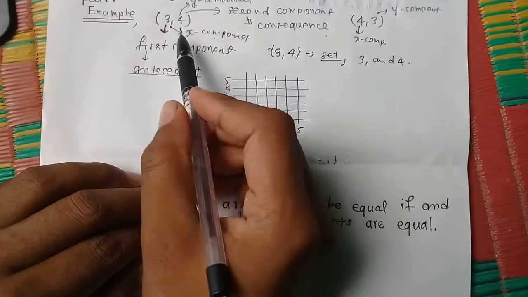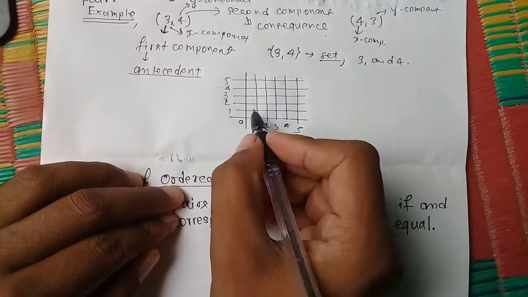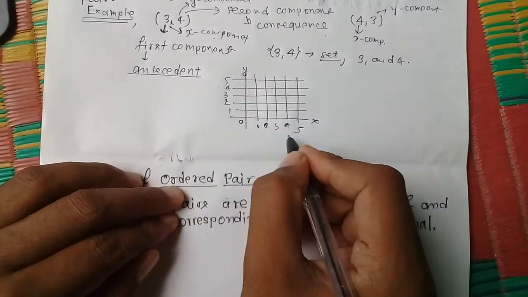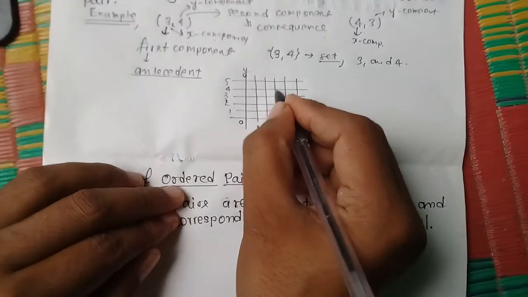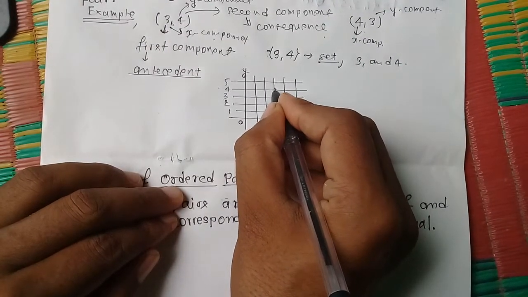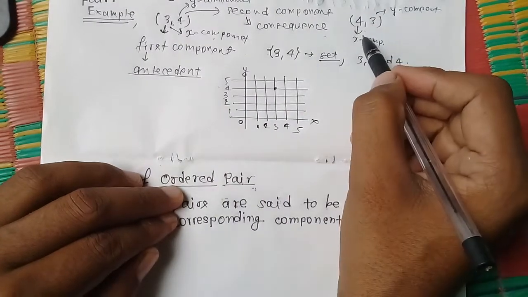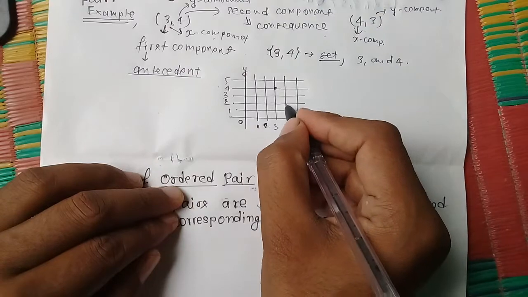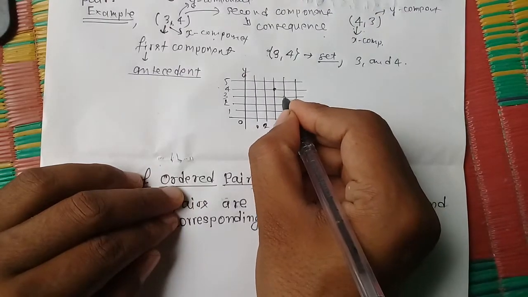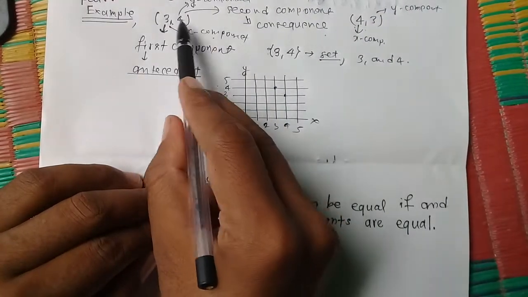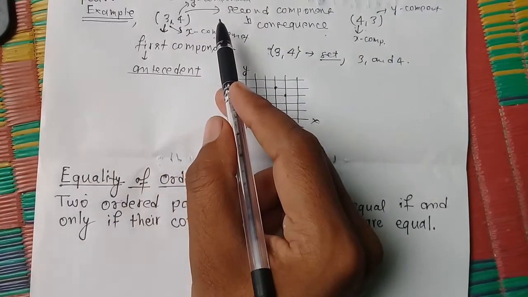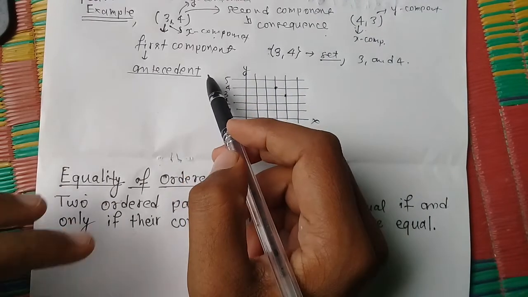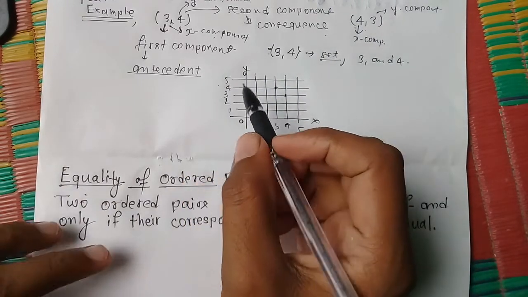If we represent this ordered pair in a graph, then 3 is the x component and this is the y component, so 3 and 4 will be here. And if we represent 4 and 3, it will be here. So they are always different. If we change the antecedent and consequence, then the ordered pair will change.